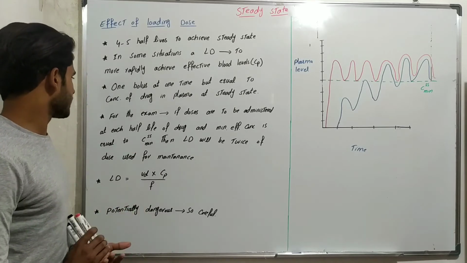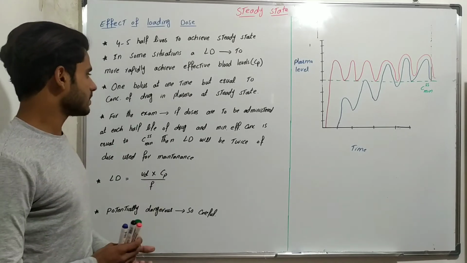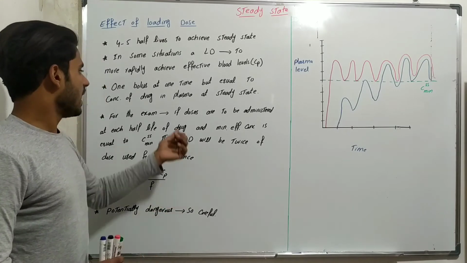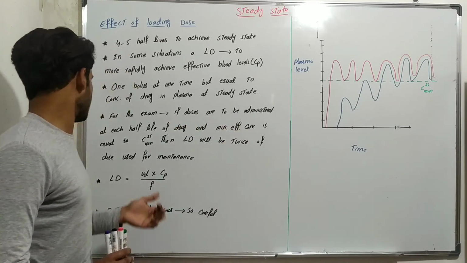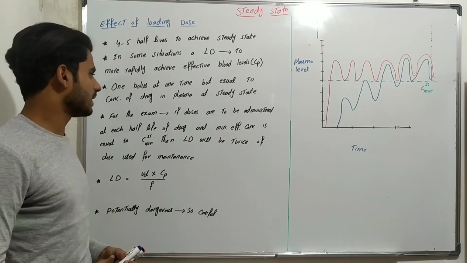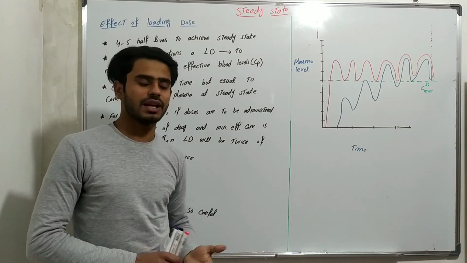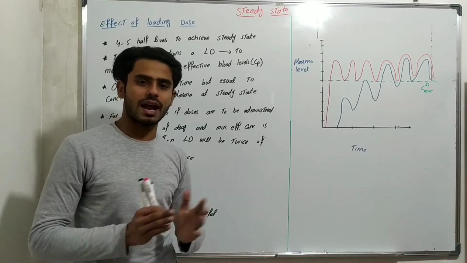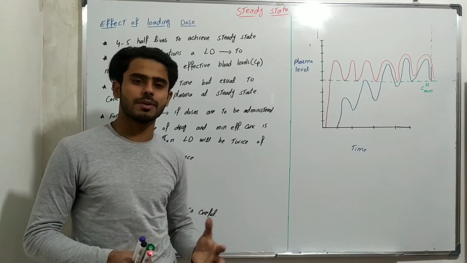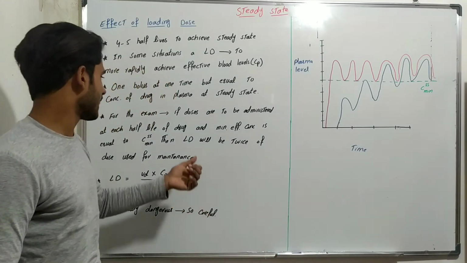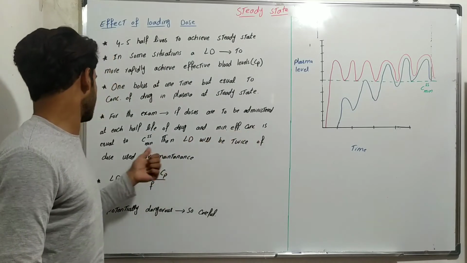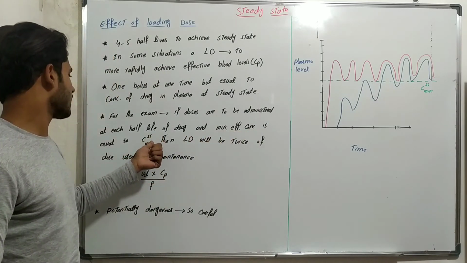And the second concept is that for the exams there comes a question. The question is that if doses are to be administered at each half-life of a drug, meaning the dosing interval is equal to the half-life. What is the dosing interval? It means the interval between one dose and another dose, the time between these doses, must be equal to the half-life. And the second is that minimum effective concentration is equal to the plasma level concentration at minimum.